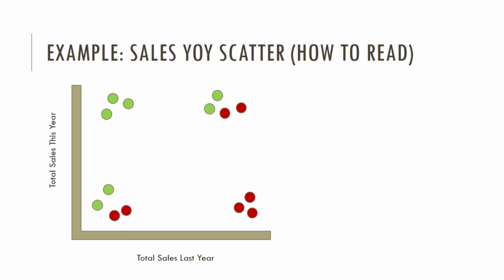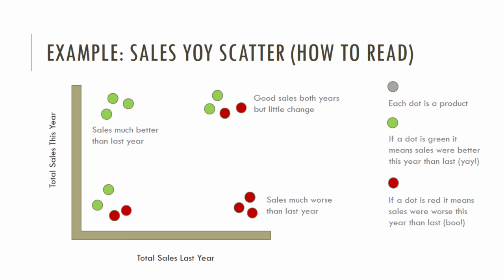To give you an example of what a harder, or medium-level, chart might look like, and how you might explain it, we're going to look at a sales year-over-year scatter chart and how to read it. I'm going to show you this in Power BI, but first I'm going to walk you through how you read it. This is an XY scatter, and we've got total sales for this year on the y-axis and total sales for last year on the x-axis. So what does all this mean?